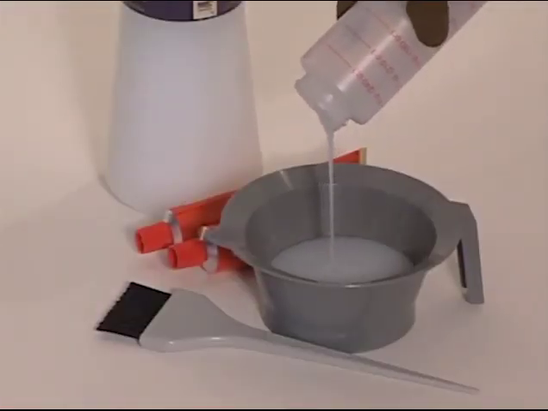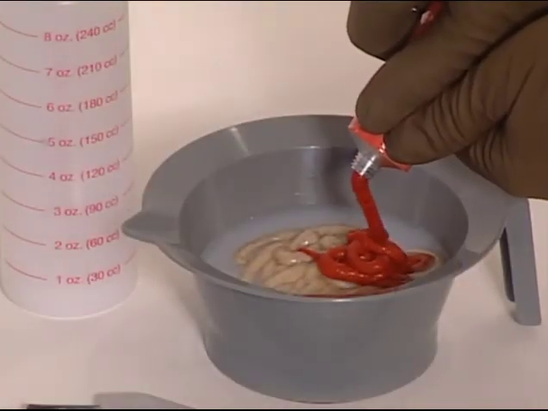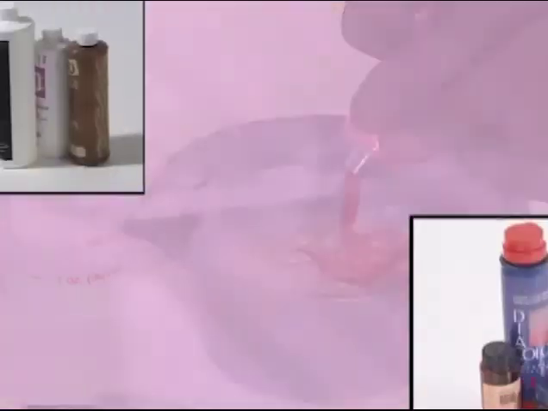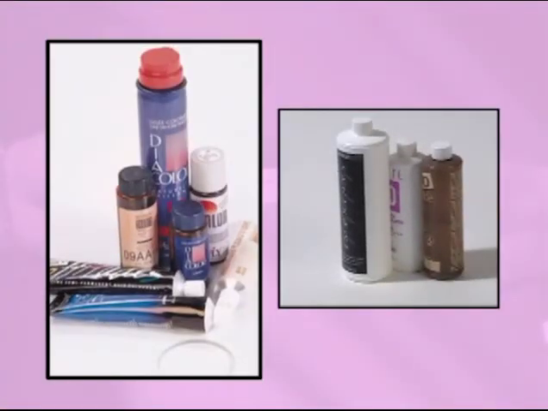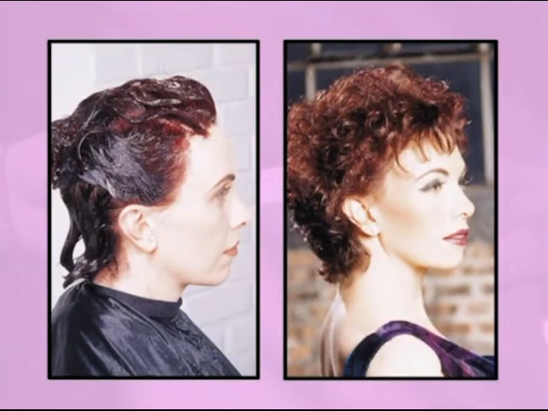Oxidative colors are mixed with an oxidant, such as hydrogen peroxide, which is available in several strengths. Long-lasting semi-permanent colors, sometimes called demi-permanent or oxidative without ammonia, are mixed with low-volume oxidizers to develop the color molecules and aid in the color depositing. These products do not lighten the hair since they do not contain ammonia.